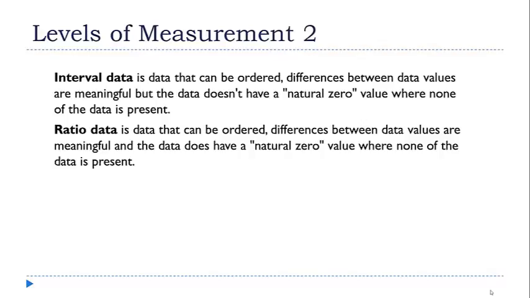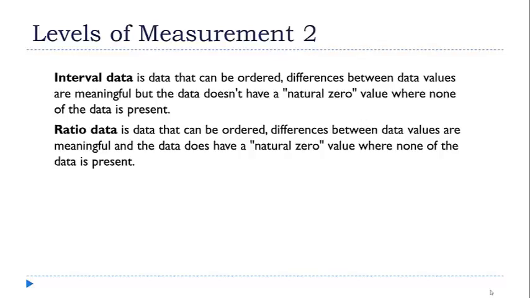Variables whose values can be sorted can be broken down further into interval data and ratio data. Now, like ordinal data, both of these types can be sorted, but with interval and ratio data, the differences between individual values have some meaning. Now, what distinguishes interval and ratio data is the existence of a natural zero.